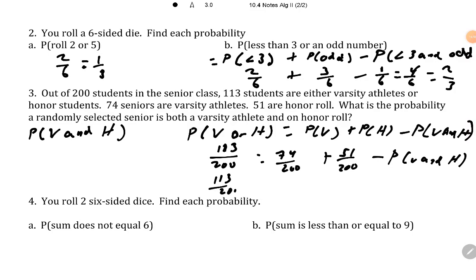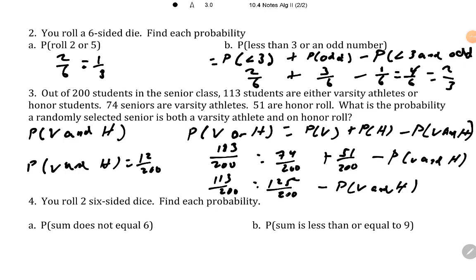So I'm going to get 113 out of 200 equals 74 plus 51, which is 125 out of 200, minus the probability of V and H. So the probability of V and H would be 12 out of 200. So I just subtract 125 over and then divide both sides by -1, and I get 12 out of 200, which reduces to 3 out of 50. So the probability of randomly selecting a senior that is both a varsity athlete and on the honor roll is 3 out of 50.